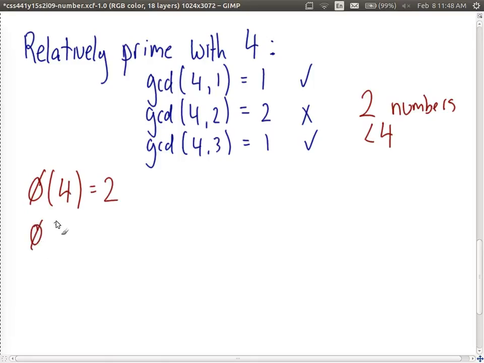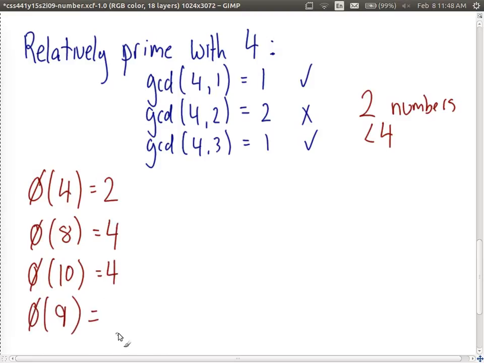We did it before. The totient of 8, from our previous example, we had 4. The totient of 10, from our previous example, we counted 4 numbers. What's the totient of 9? Euler's totient function is defined as the count of numbers relatively prime with n and less than n. So the totient of 9: consider the numbers from 1 to 8, check if they're relatively prime with 9, and count how many are.